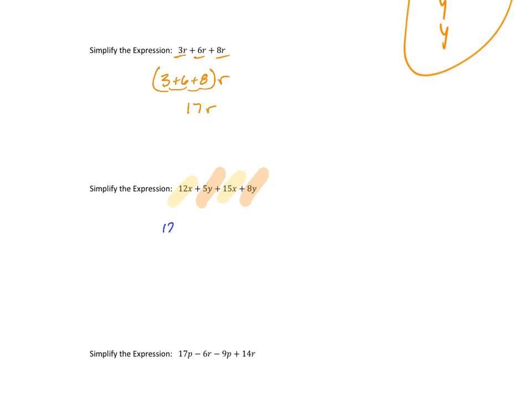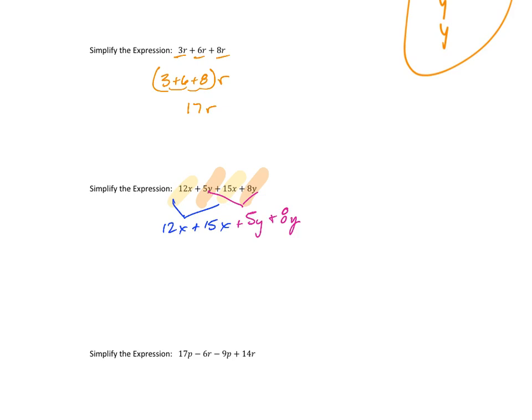So if I have 12x, and we talked about if it's addition, we can use the commutative property. So I'm going to have 12x plus 15x, and then I'm going to have the 5y plus the 8y. Now again, I'm going to keep like terms. I'm trying to separate things, right? I'm not trying to put lions and puppies together.